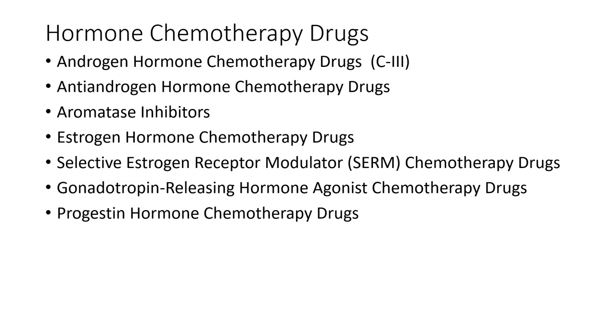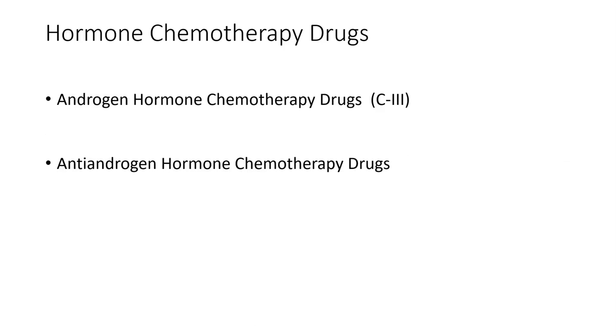So the hormone chemotherapy drugs are going to either enhance the level of hormones, or they're going to block hormones and have different impacts on cancers that are hormonally based. So we have androgen hormone chemotherapy drugs, and we have anti-androgen hormone chemotherapy drugs. The androgens are based on testosterone. These androgens, like everywhere else that we've discussed them, are controlled schedule 3s.